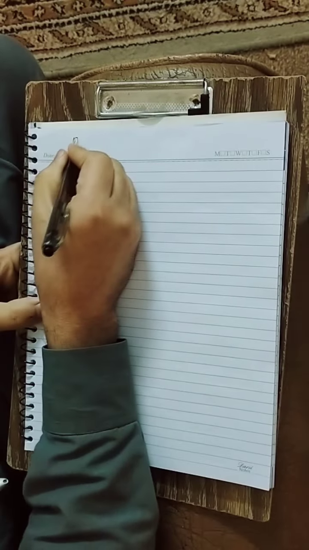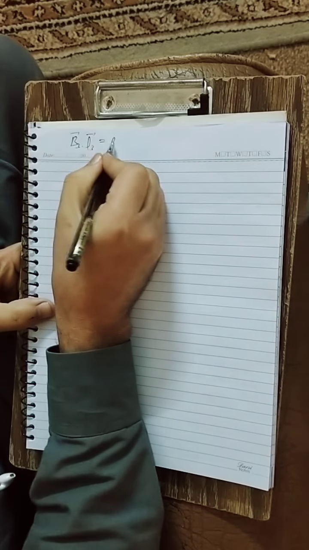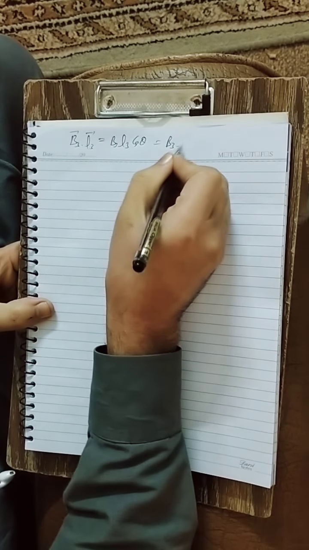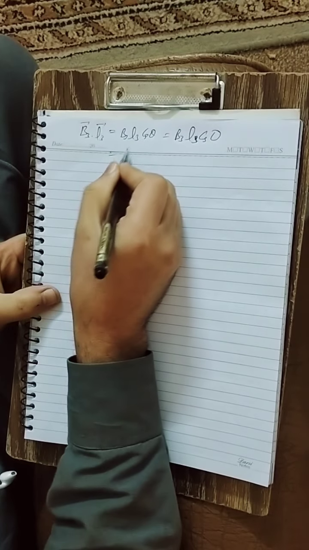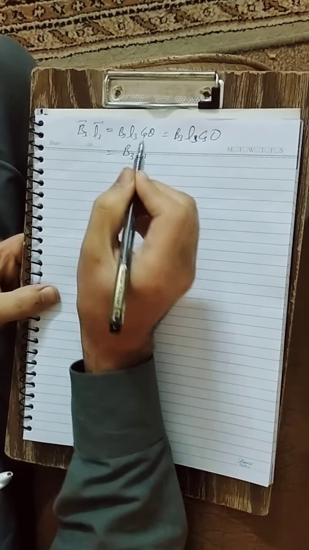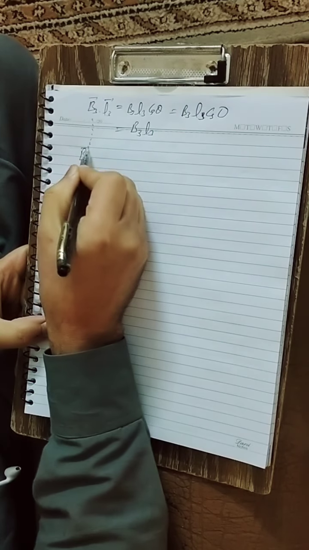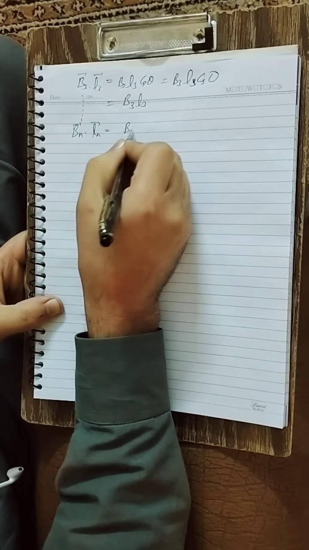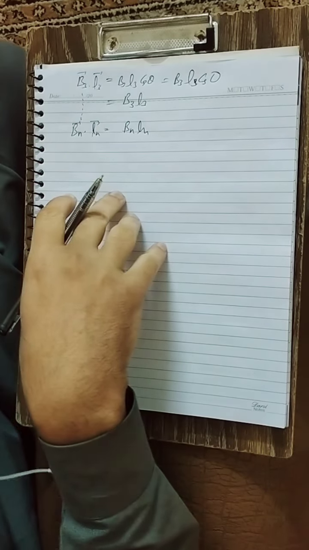Now I am taking another projection of the magnetic field on the Amperian loop. So B3 dot L3 is equal to B3 L3 cos theta. And theta is 0 degrees, and cos 0 is 1. So B3 L3. Now what is the final projection? The final projection is Bn dot Ln is equal to Bn Ln. So I found all the projections of the magnetic field on the Amperian loop.